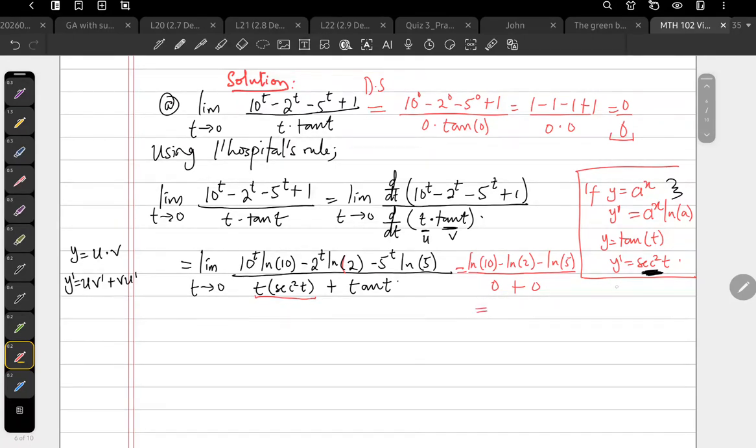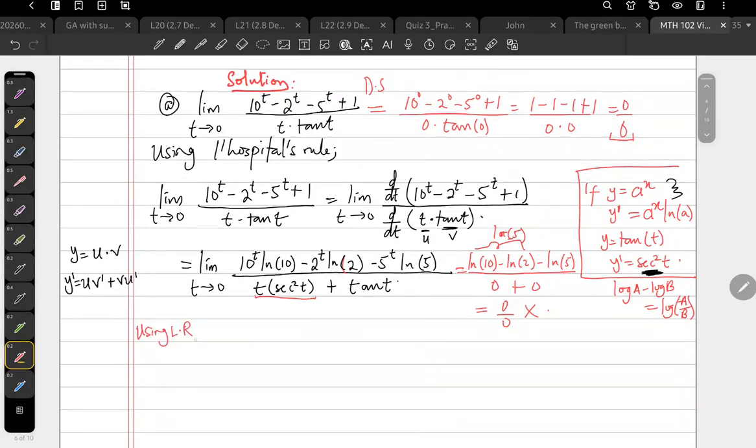Using the laws of logarithm, log a minus log b is equal to log a over b. That tells us that log 10 minus log 2 is log 10 over 2, which is log 5. So if this is ln 5, then ln 5 minus ln 5 is going to be equal to 0. So this is 0 over 0, another indeterminate, which means we can use L'Hopital's rule again.